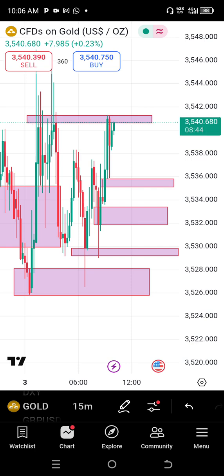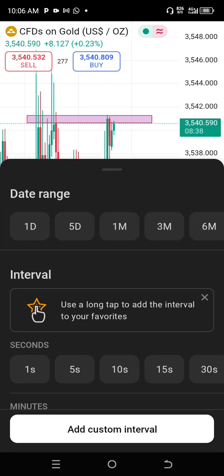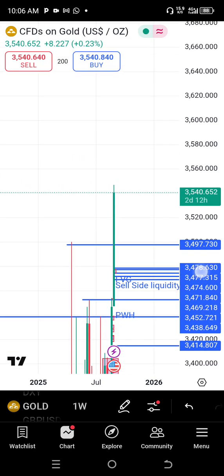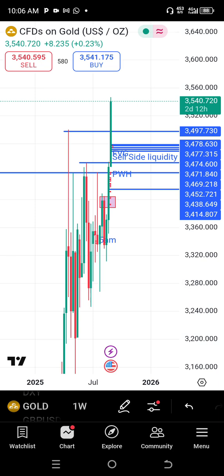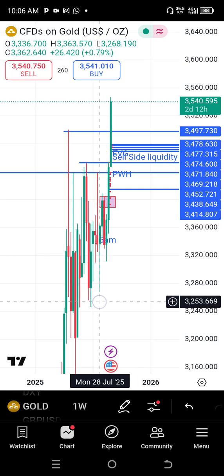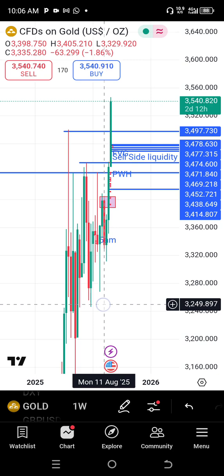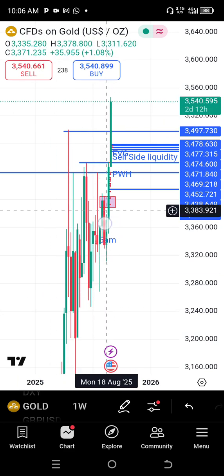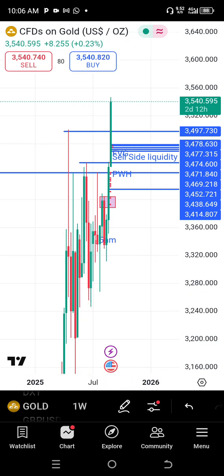I want to quickly do a top-down analysis on gold USD. Now, from the weekly time frame, you can see the weekly candles, and the market has been bullish from the 18th of August. That's about 4 weeks from now, it has been bullish, following the bullish trend. So the bias on our weekly time frame is actually bullish.